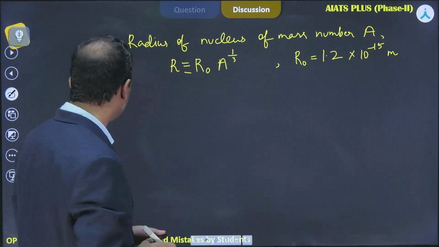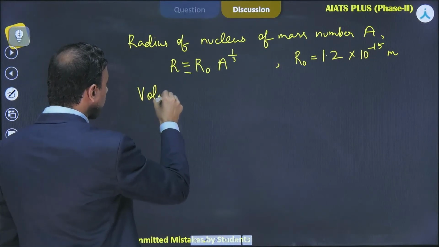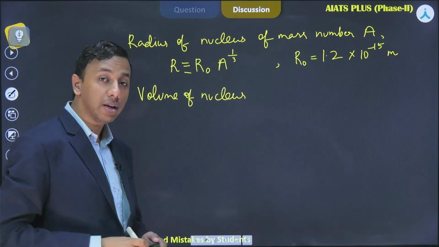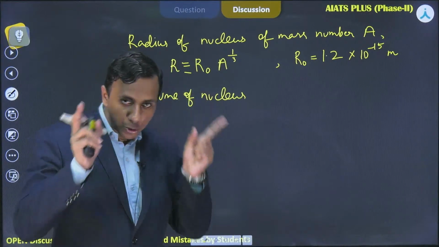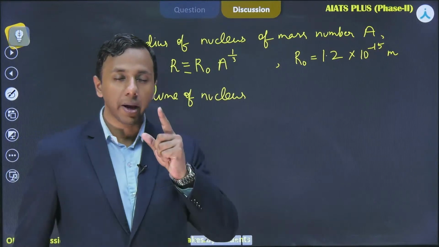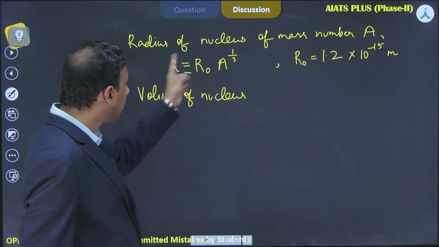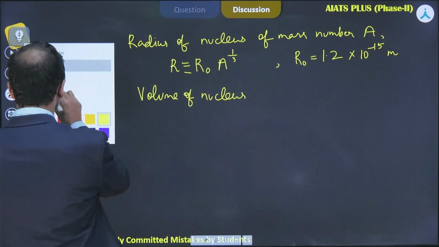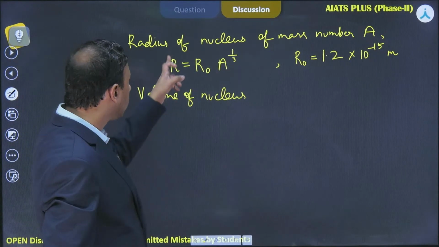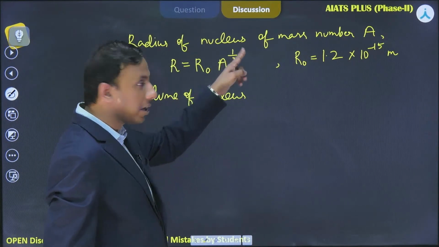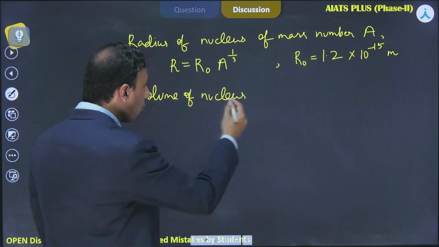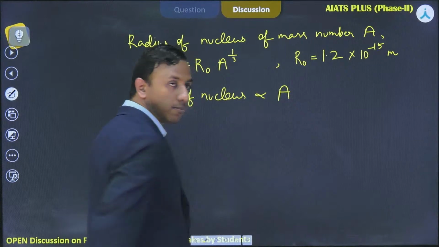And what about volume of nucleus? Taking the nucleus as a sphere of radius r, the volume would be 4 by 3 pi r cube. So r cube would be proportional to what exactly? R cube would be proportional to A, right? Take cube both sides, A to the 1 by 3 whole cube, 1 by 3 into 3 gets cancelled out, so it becomes A. So volume of nucleus is proportional to A, your mass number.